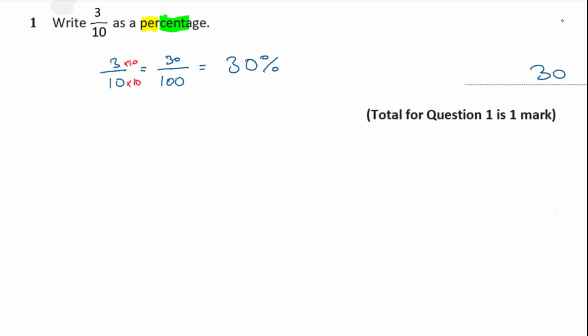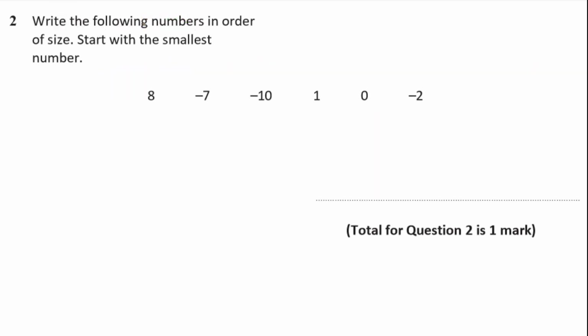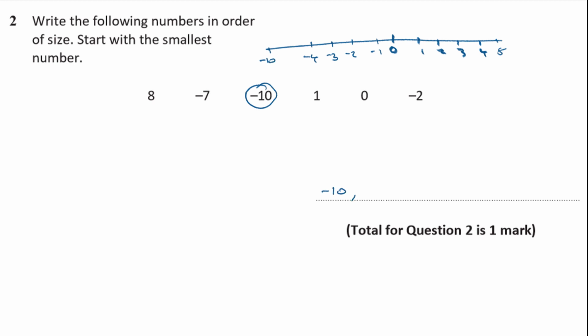So it's 30%. Question 2, write the following numbers in order of size, starting with the smallest number. Well, if you think about the number line, if you've got 0 in the middle and then it goes 1, 2, 3, 4, 5 and so on that way, then the ones that are smallest are the ones that are furthest to the left, aren't they? And you're going to have to put all the negative numbers down on the left. So I think the smallest of these numbers is going to be this minus 10 here, isn't it? It's going to be all the way down here. So minus 10 is going to be our first one.